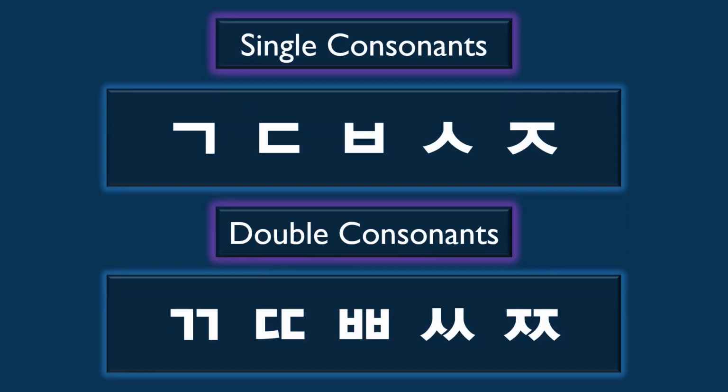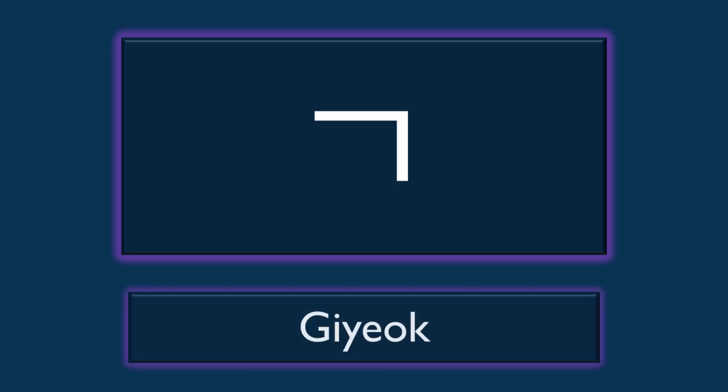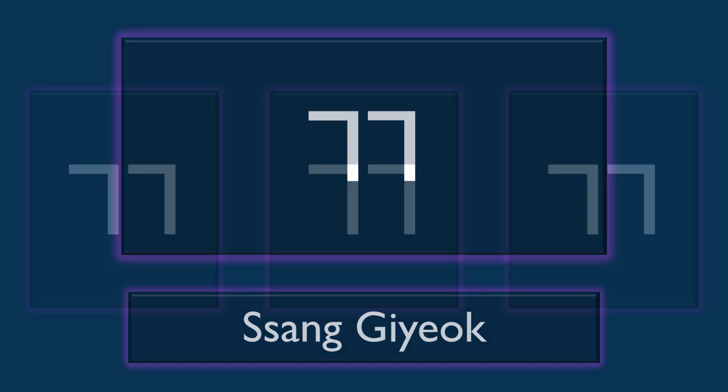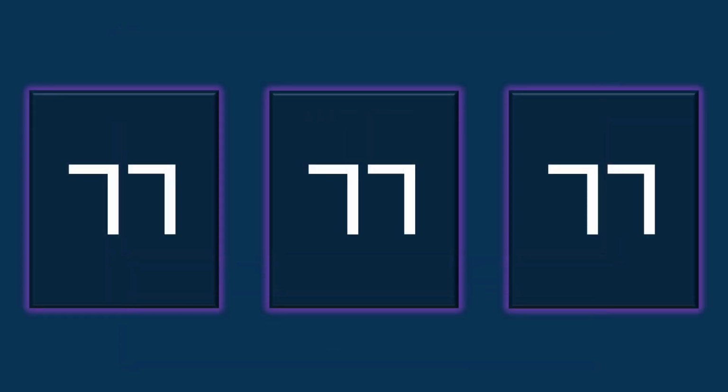Let's compare the single consonants with the double consonants which have similarity to each other. Do you still remember this one? Yes, this is giyak, the plain single consonant. This is read as ga, ga. However, if it becomes double, it will become sanggiyak. This is read as ga. One more time. Ga, ga, ga.